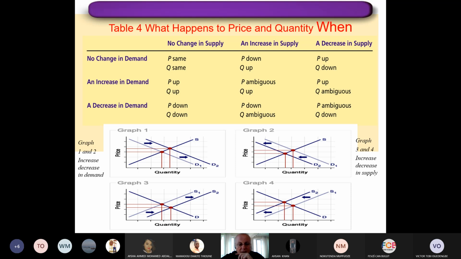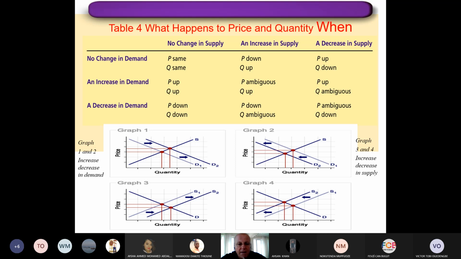Then we have here an increase in demand, which means price going up and quantity also changing. This is graphic 1, isn't it? And when a decrease in demand is realized, it is illustrated in graphic 2, shifting the demand to the left side. In the first graphic, it is shifted to the right side. Increase in demand is illustrated in graphic 1, and decrease in demand is illustrated on graphic 2. Is it clear now?